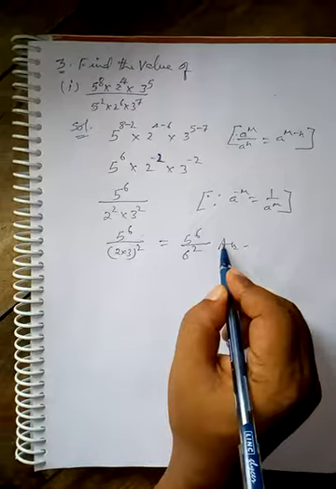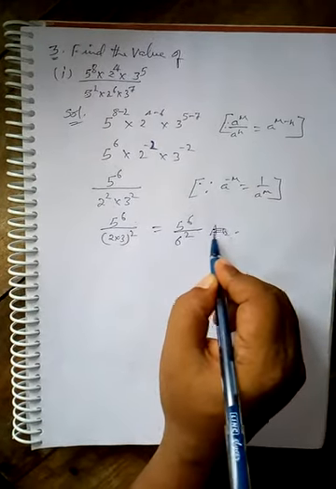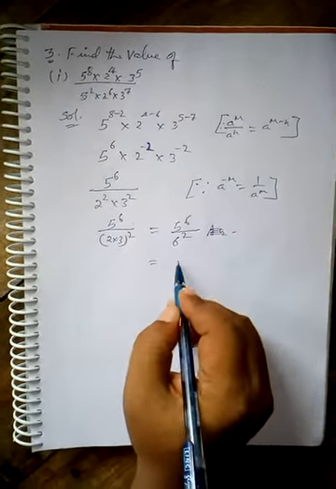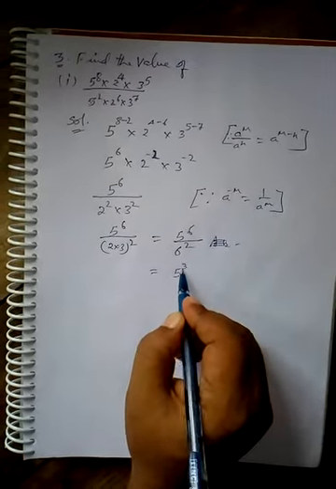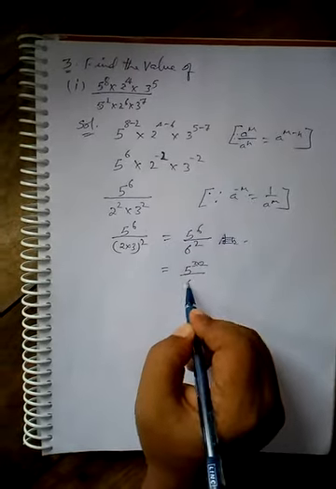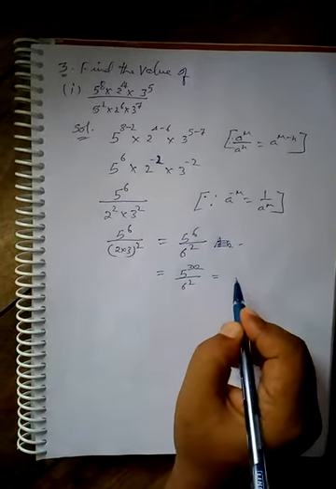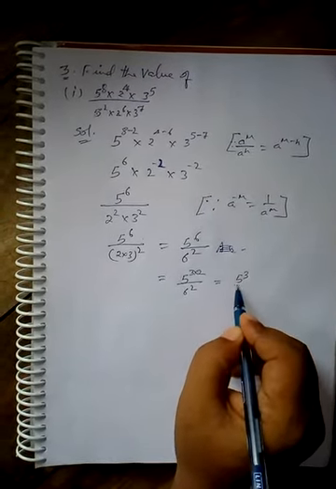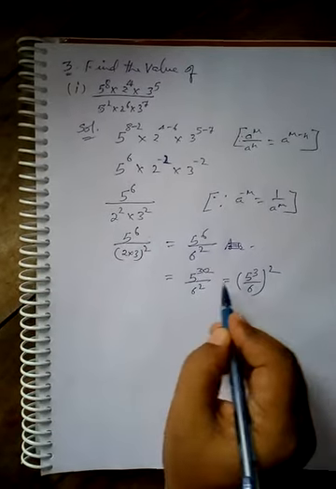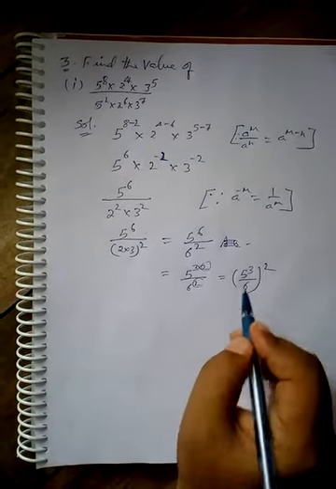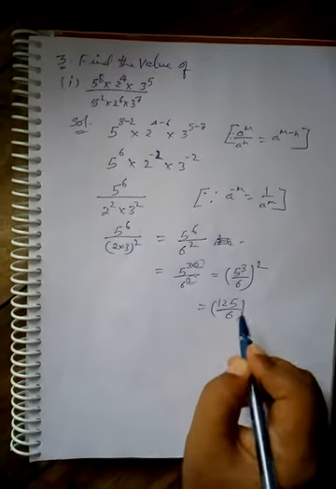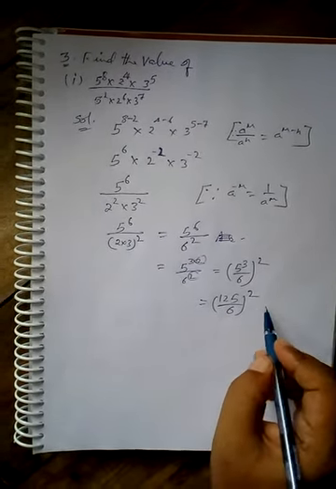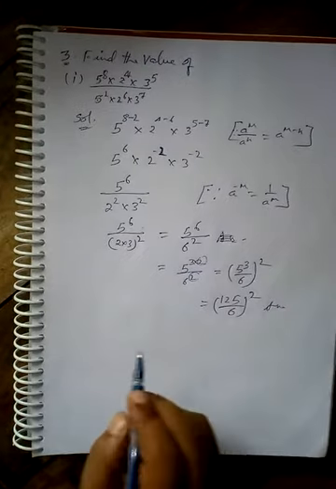Next, since we need to find the value, we'll have to further do this. How can we do it? 5^6 upon 6^2. So we can write (5^3 upon 6) whole raised to power 2, taking the exponent common. It will give you (125 by 6)^2. So this is the answer.